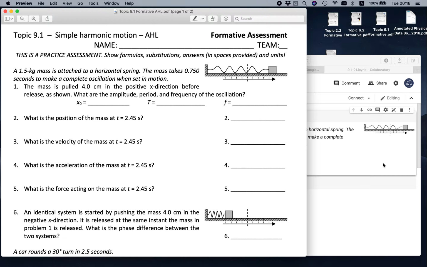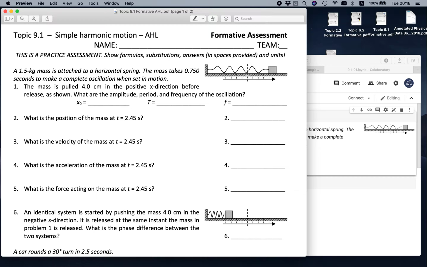Topic 9. Wave phenomena. Our first subtopic is 9.1 Simple Harmonic Motions. And we start with question 1. We have some introduction for the first 5 questions. It's about a 1.5 kilogram mass, which is attached to a horizontal spring, and it takes 0.75 seconds to make a complete oscillation when set in motion.